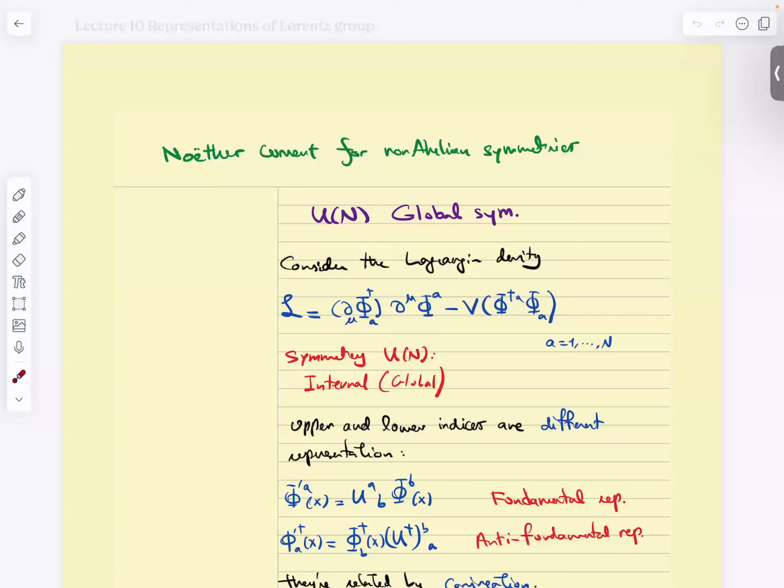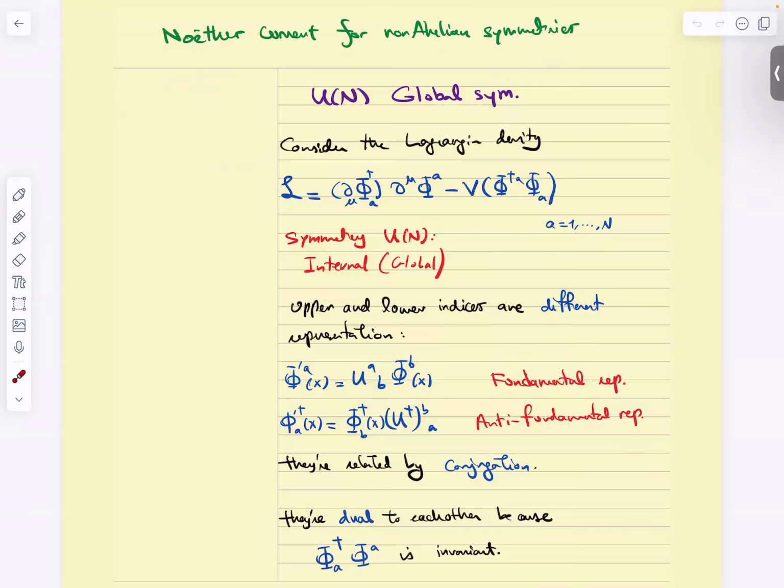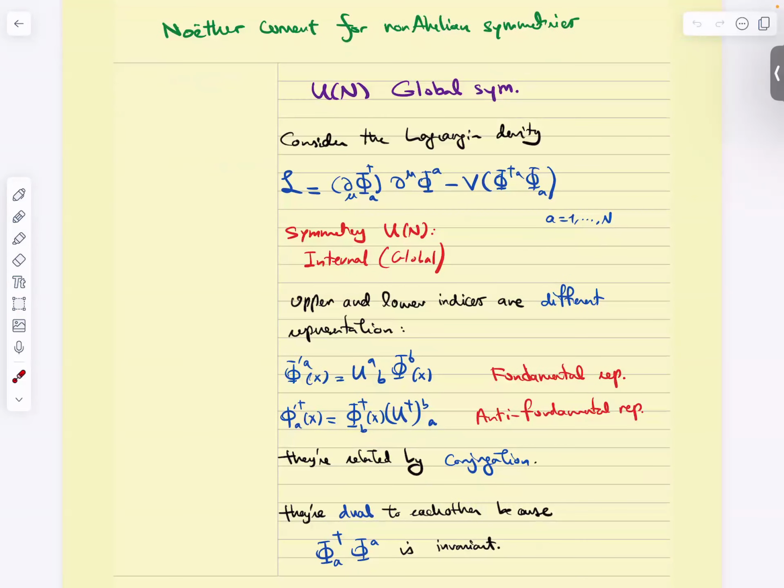So imagine that this V, if you expand to second order, will be half m squared phi dagger phi. All right. So this is the action. The symmetry group is U(N). It's an internal symmetry. It's a global symmetry. So upper and lower indices are different. Hopefully that is clear, right?